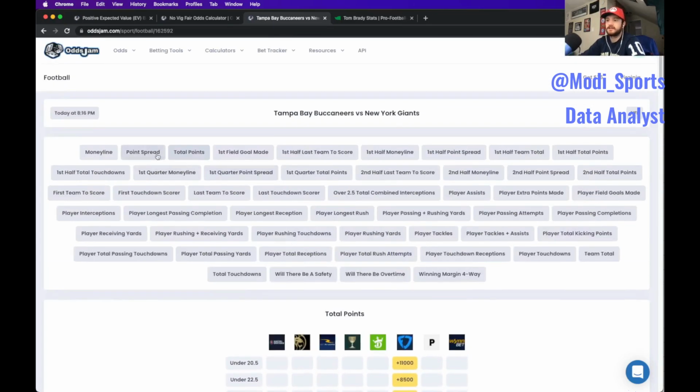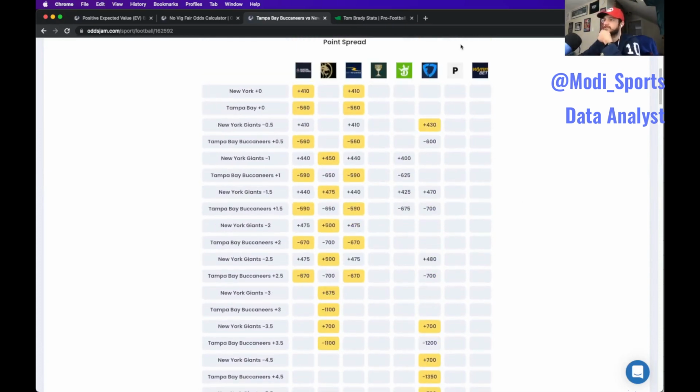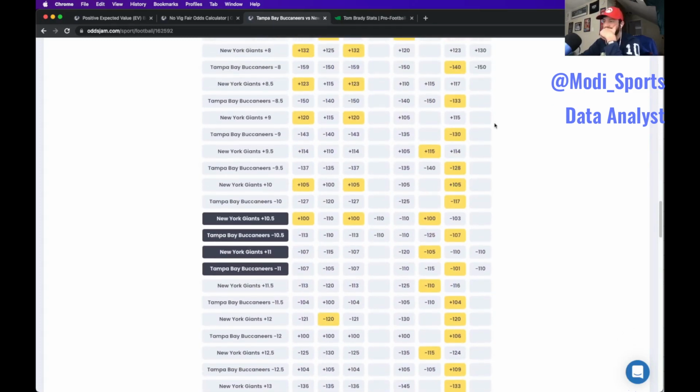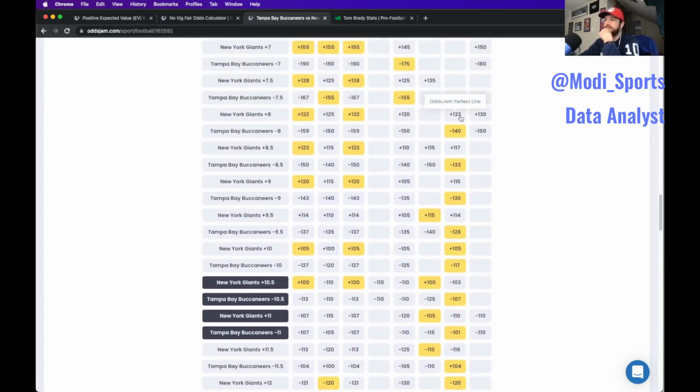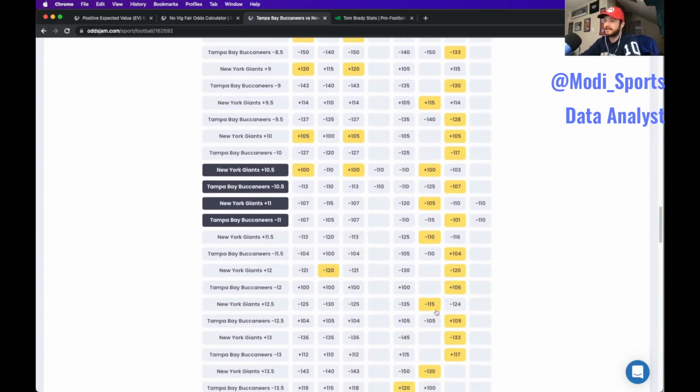So what I ended up settling on was the spread. And again, the way I found it was you just highlight the Odds Jam perfect line, you find the column it's in, and then you find a situation where it differs. And it looks like the Odds Jam perfect line, there's some positive expected value consistently if you're taking the Giants spread. So Giants +8, there's positive expected value. Same thing at 8.5, same thing at 9, same thing at 9.5, 10.5, 11, goes all the way down, and it pretty much stops after 11. And then again at 12.5.